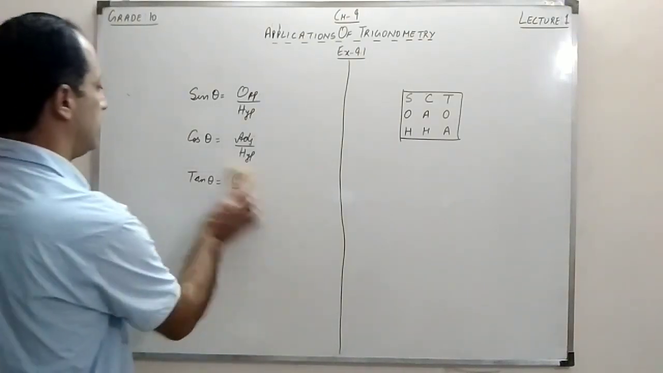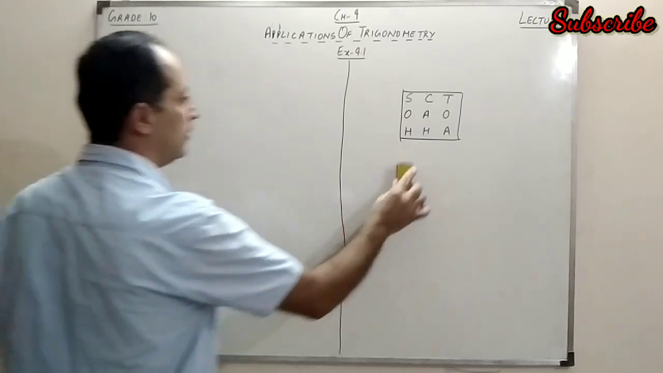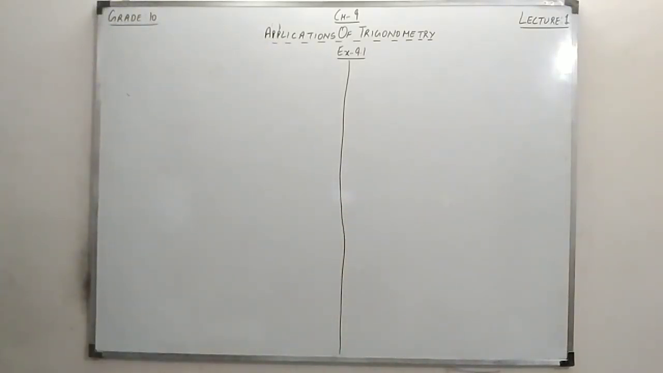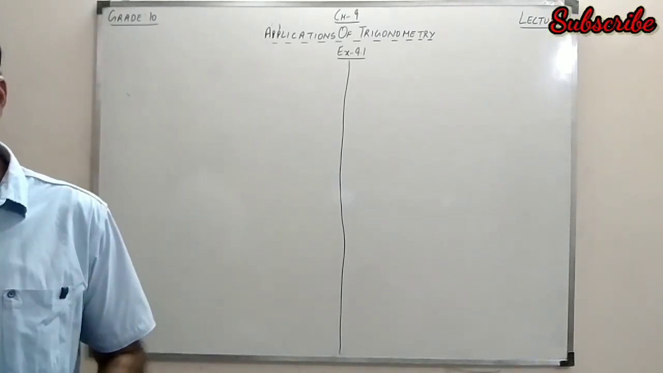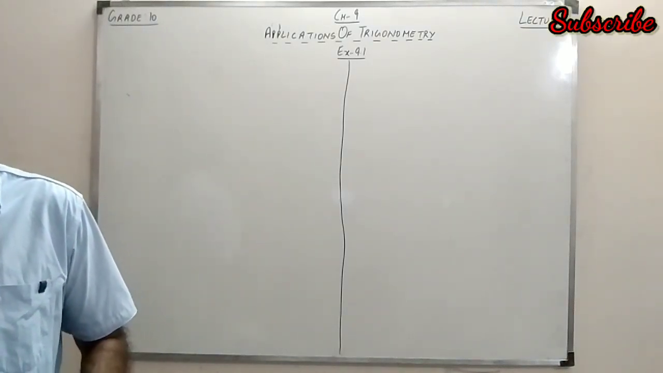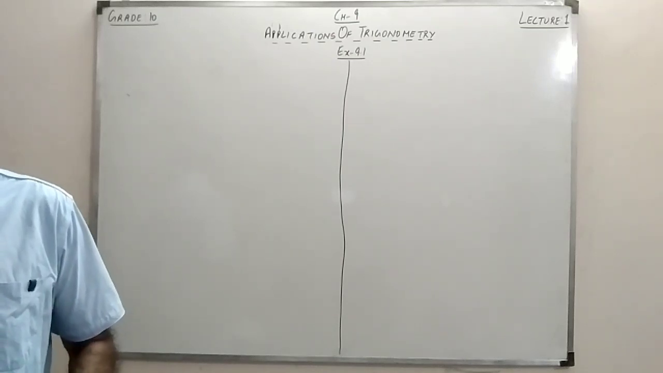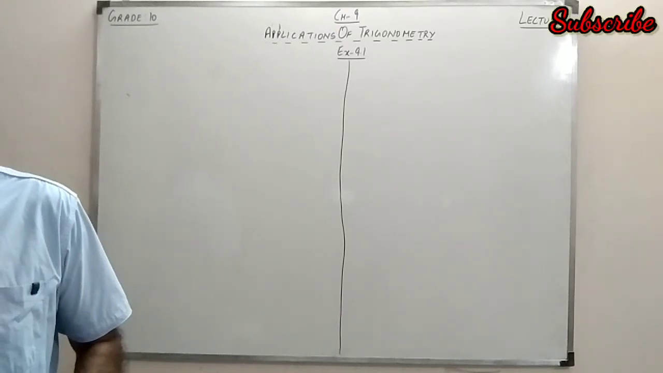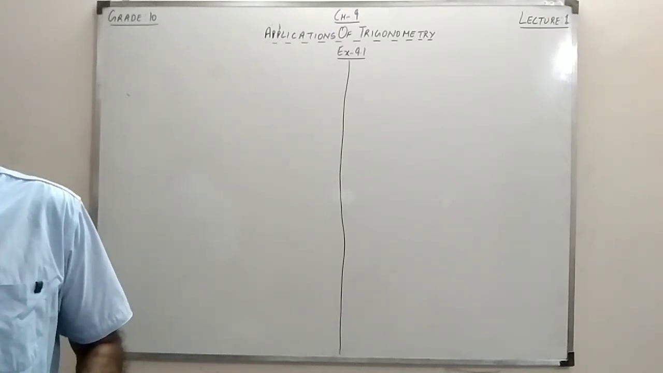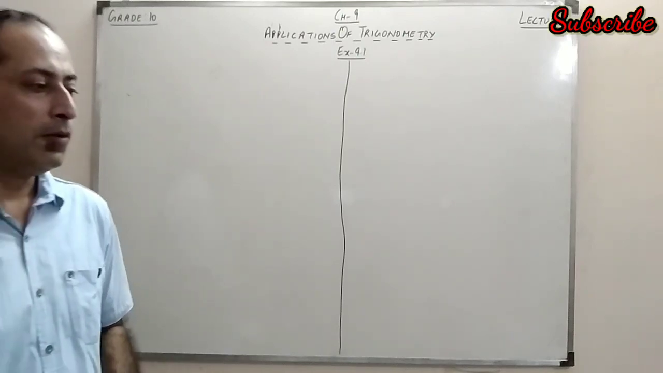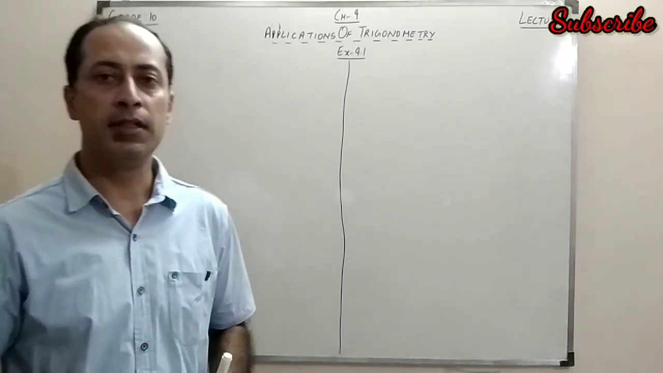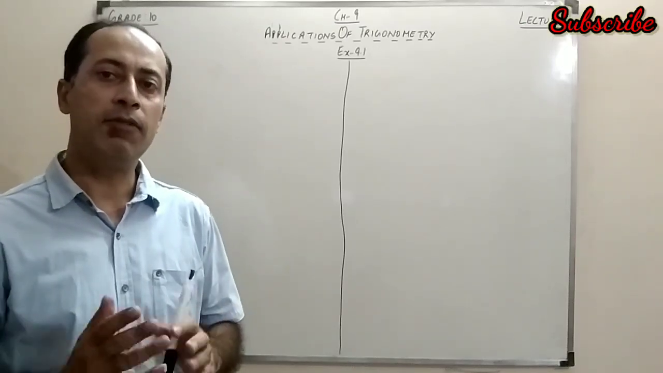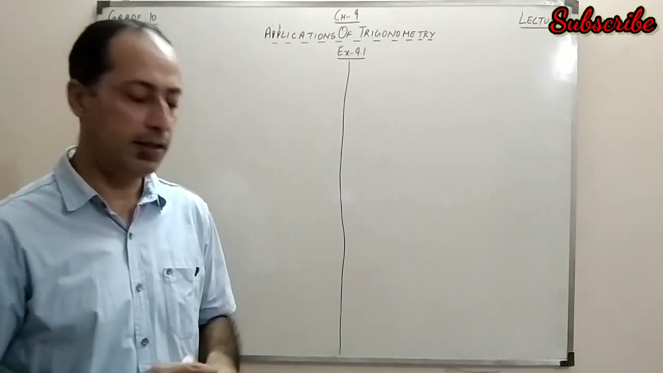Now let's take the questions from exercise 9.1 of chapter 9, applications of trigonometry. The first question: a circus artist is climbing a 20-meter long rope which is tightly stretched and tied from the top of a vertical pole to the ground. Find the height of the pole if the angle made by the rope with the ground level is 30 degrees. Now, what is important in this question? The important thing is how you make the diagram. If your diagram is correct, then half of the work is done, right?